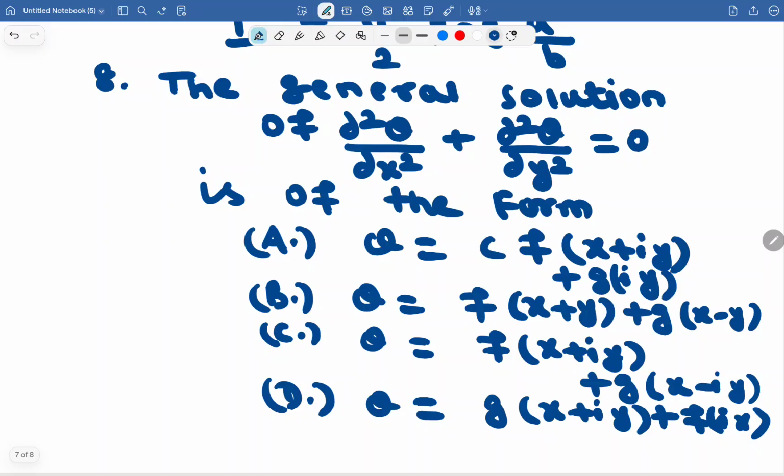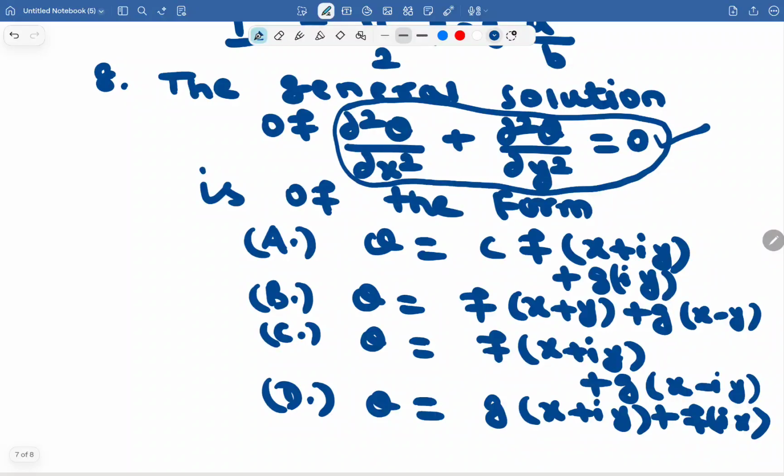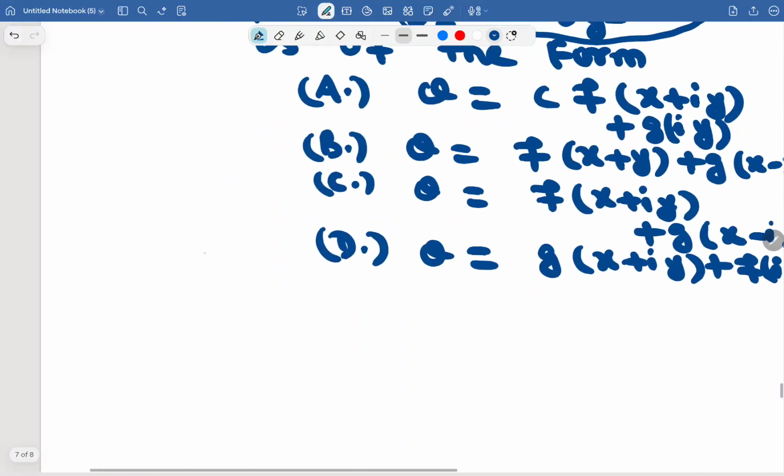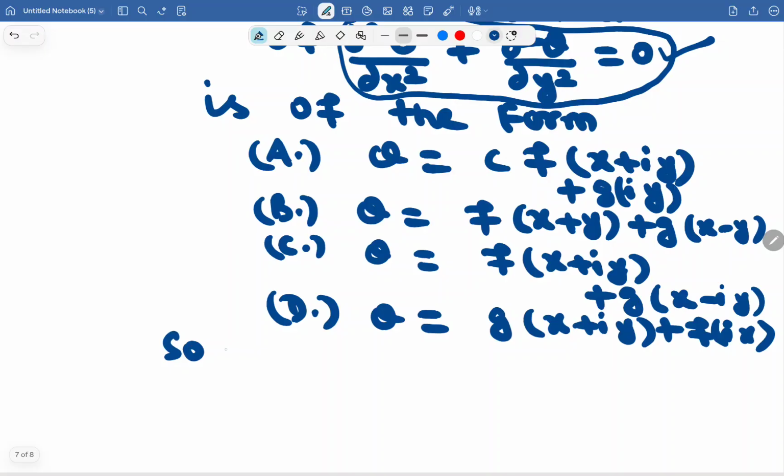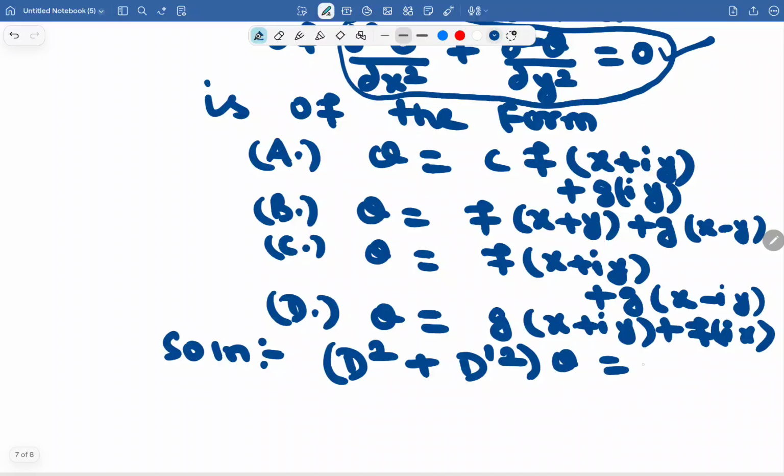This is a second order partial differential equation. It is given in the form of dou square theta by dou x square plus dou square theta by dou y square, which is homogeneous because of RHS 0. We have to find only the complementary function for this homogeneous second order PDE. Solution: we can write dou square theta by dou x square as D square, dou square theta by dou y square as D dash square of theta, which is equal to 0.